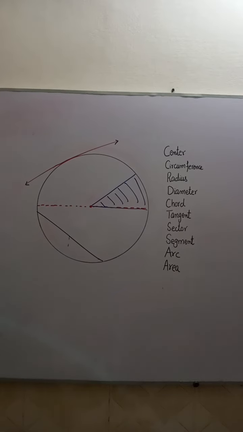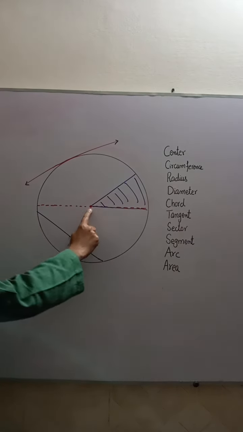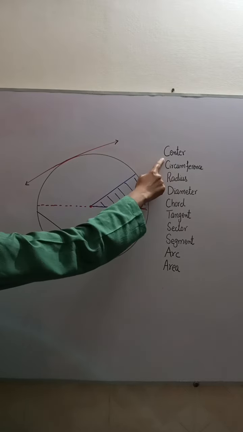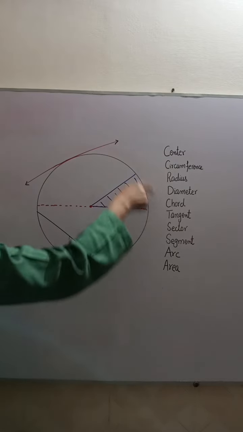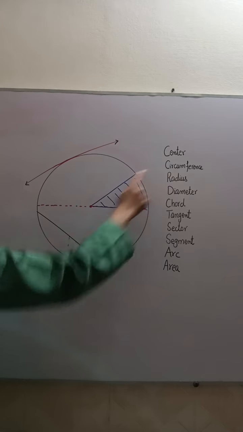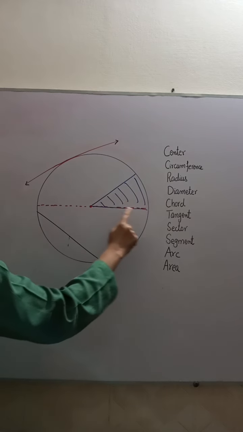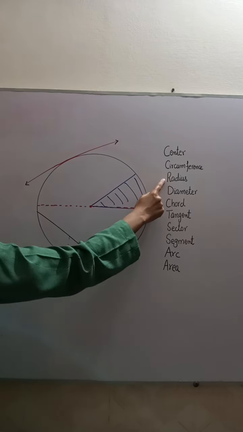Let's move towards different parts of a circle. This is called the center of a circle. The boundary of a circle is called the circumference. The distance from the center to the boundary is called the radius.